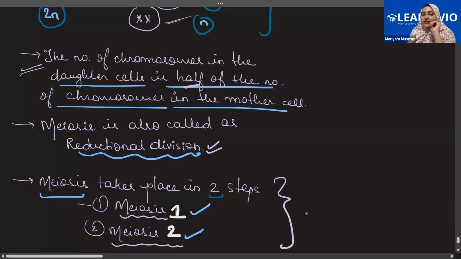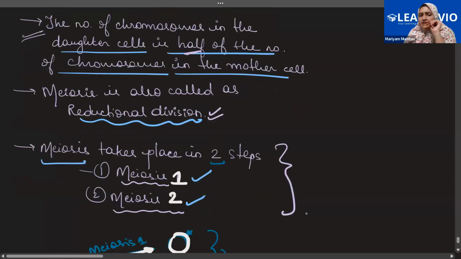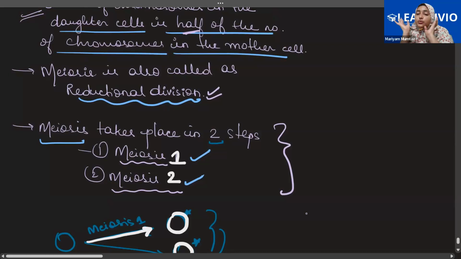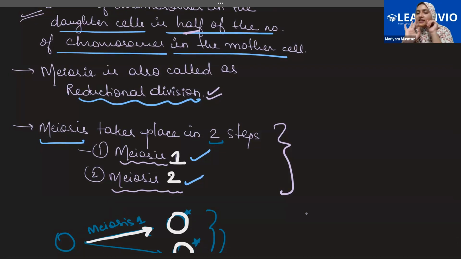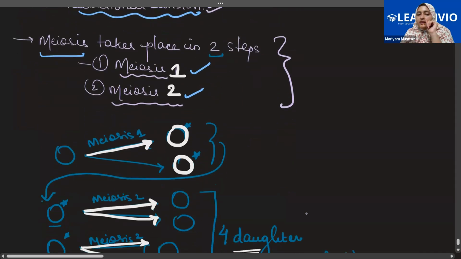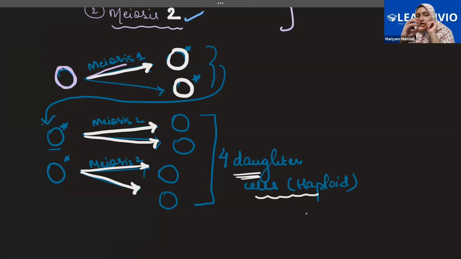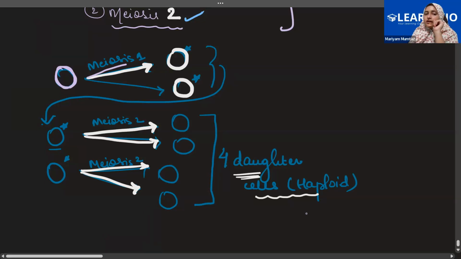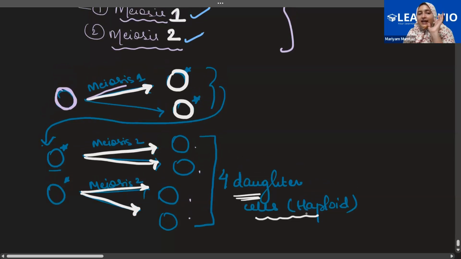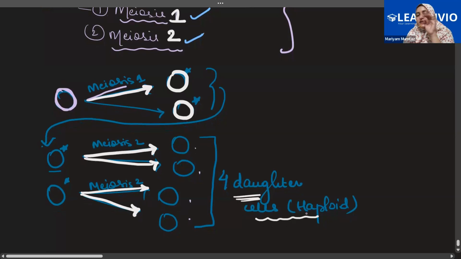So, we call it the reductional division. Now, remember that meiosis takes place in two steps: there is meiosis 1 and meiosis 2. But mitosis does not take place in two steps. When the first meiosis happens, one cell undergoes meiosis 1, and two daughter cells are formed. Then these two daughter cells undergo meiosis 2, and lastly, four daughter cells are formed. So always remember, at the end of meiosis, four daughter cells are formed.